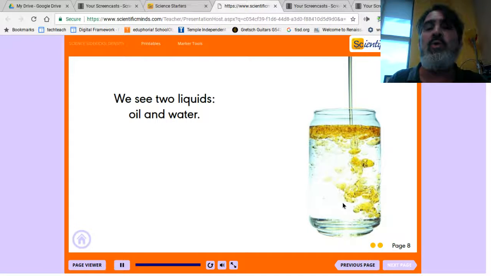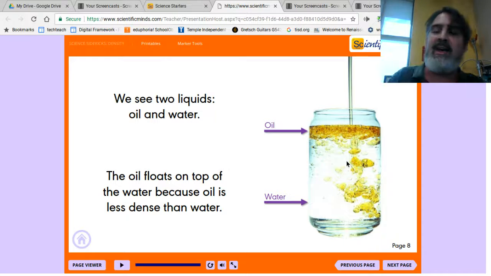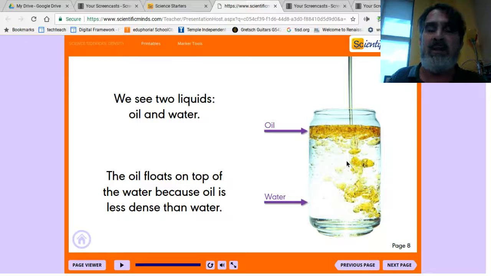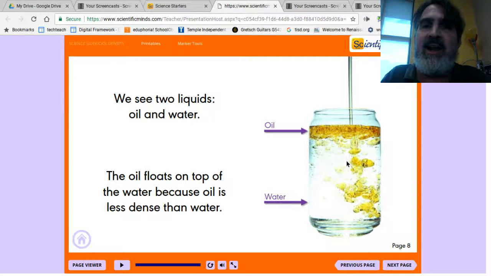Okay, we see two liquids here. We see oil and we see water. Now, the oil floats to the top of the water because the oil is less dense than the water. So there we have oil, there we have water. It doesn't even matter if we put the oil in and mix it up. The oil's just kind of flying around everywhere in the water. But after a little while, if you let it set, the oil always floats back up to the top because it's less dense.